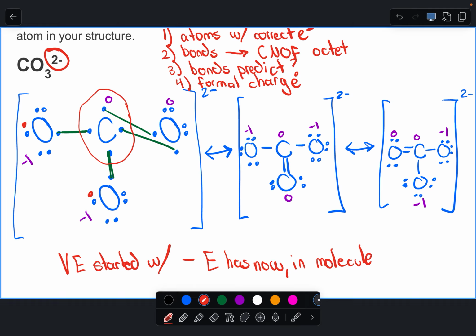Same thing with the other oxygen. It started with 6 because it's in the 6th column. It ends with 6 because it's got 6 immediately surrounding it. And so it has a formal charge of 0.